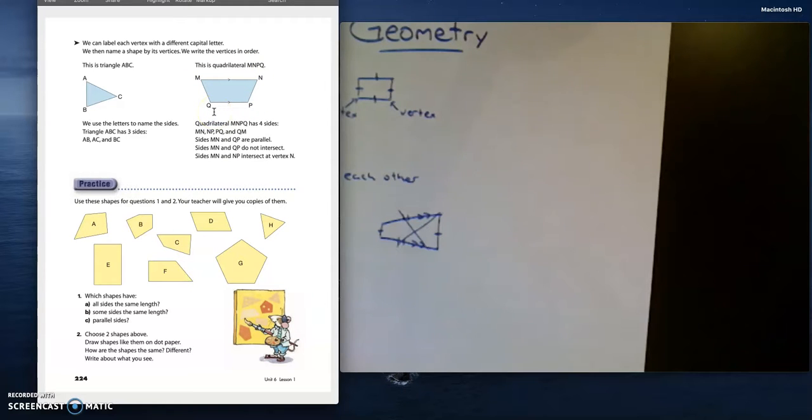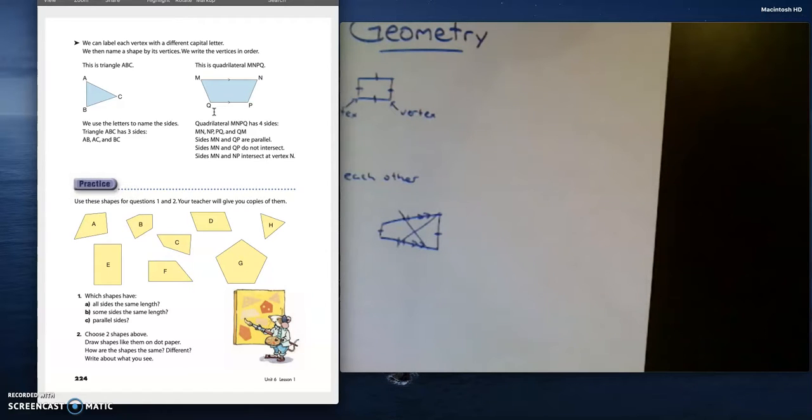You go in alphabetical order. Okay, you can't just go around. It can't be A H W or something like that. You have to go in alphabetical order. And the letter we're not going to use is I, because I sometimes looks like a 1. And you're not going to use O, because O looks like a 0. Okay, hopefully you figured that part out.